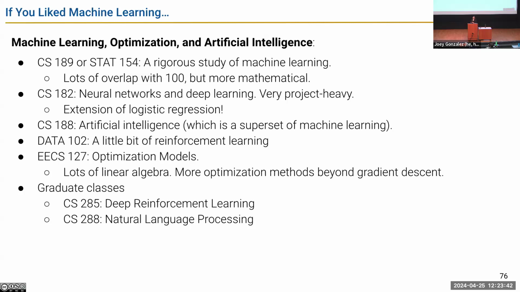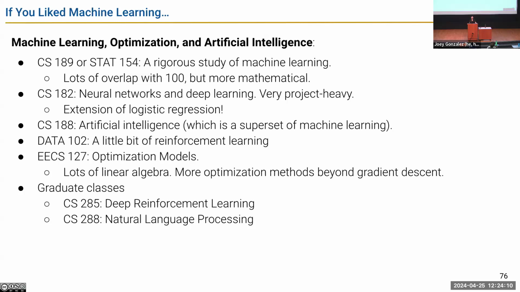CS 182 is our deep neural network course. It is the course that usually is recommended for you to take right after 189. But again, because you've taken Data 100 and Data 100 gave you like 40% of 189, you could probably get directly into 182 as long as you're solid on the math and linear algebra piece of things. I personally like 188 as well.